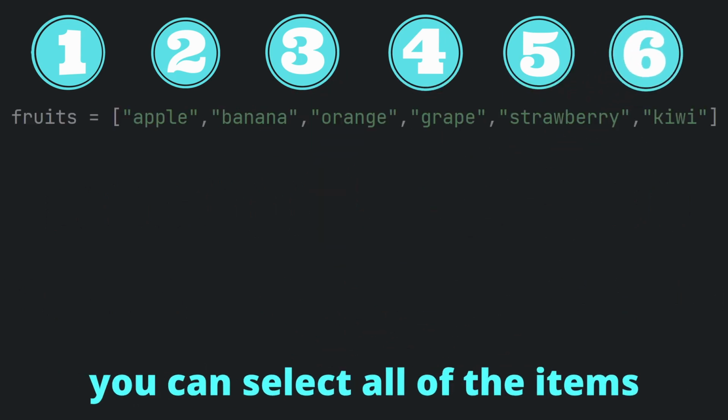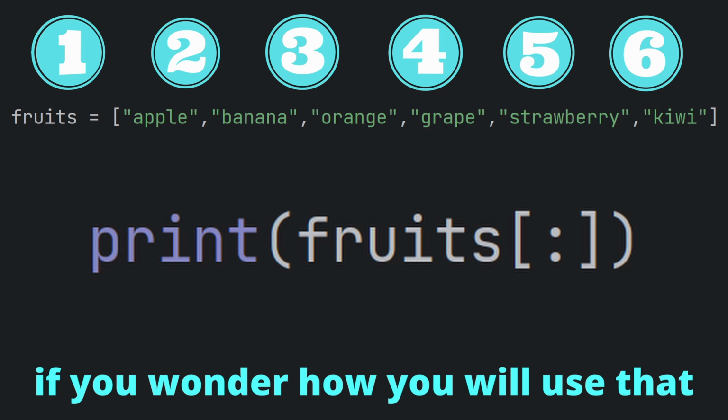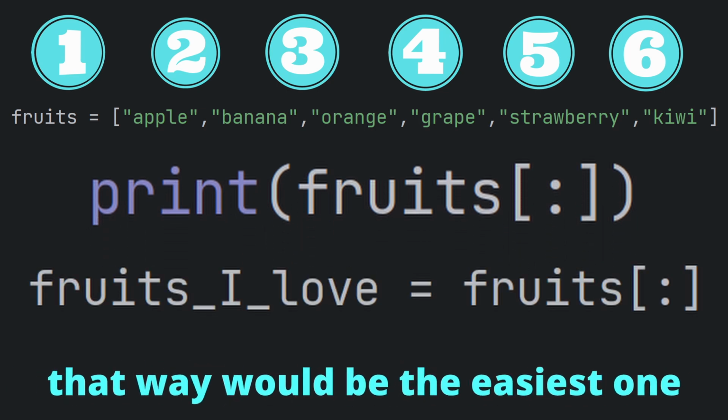In the last way, you can select all of the items in the list by putting a single colon like that. If you wonder how you will use that, basically if you want to create another list with all of the items the same, that way would be the easiest one.